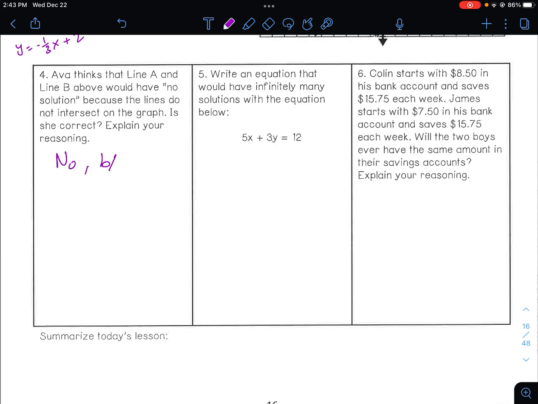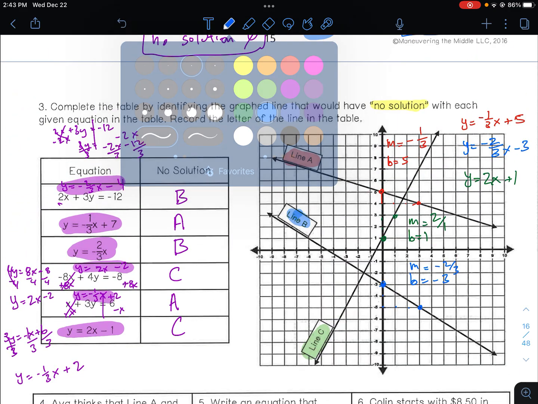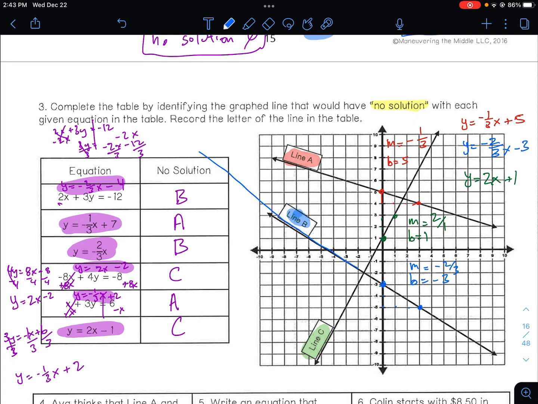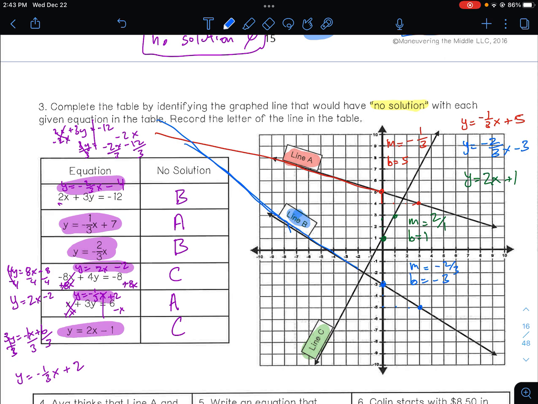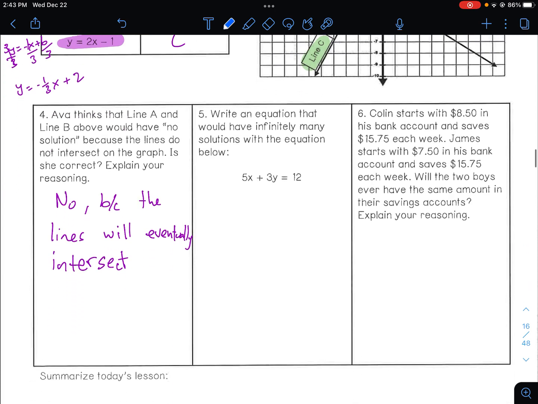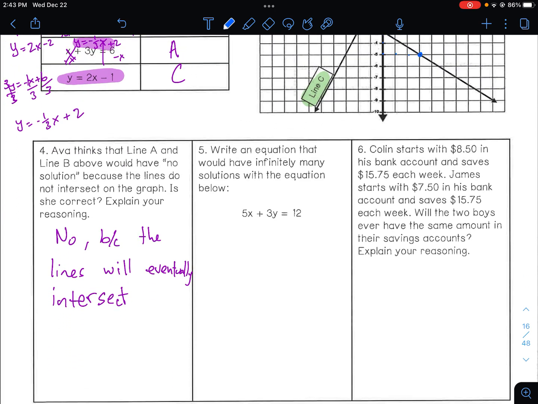Because the lines will eventually intersect. Now, they won't intersect in this picture, but if we keep going with this blue line, it just keeps going like that, and this red line keeps going like that. Up, you see? They eventually touch, right here. I don't know what that point is, but it's a point. So she is incorrect. Line A and B do have a solution. We just don't see it on the graph.